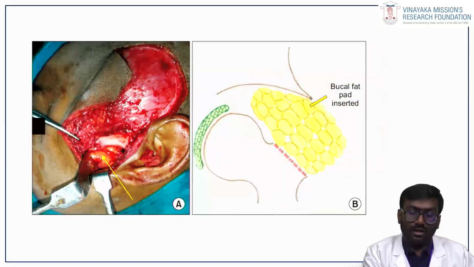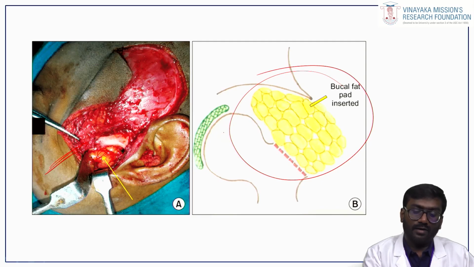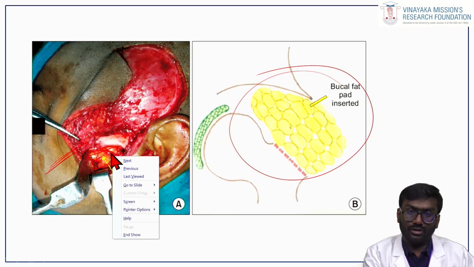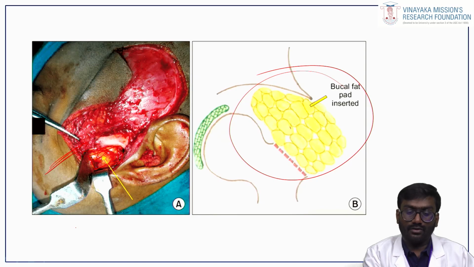In this picture, the nearby area, only nearby to this joint space, in this region you have the buccal fat pad. This buccal fat can be teased out, harvested, and put in between the two joints. Abdominal grafts can be harvested from the abdomen and used as an interpositional material, which offers very good results in terms of preventing re-ankylosis.